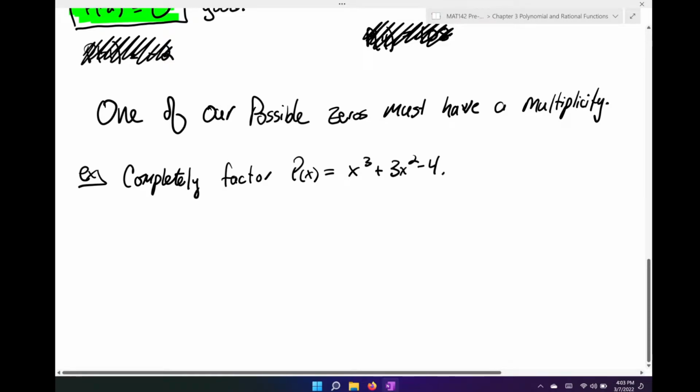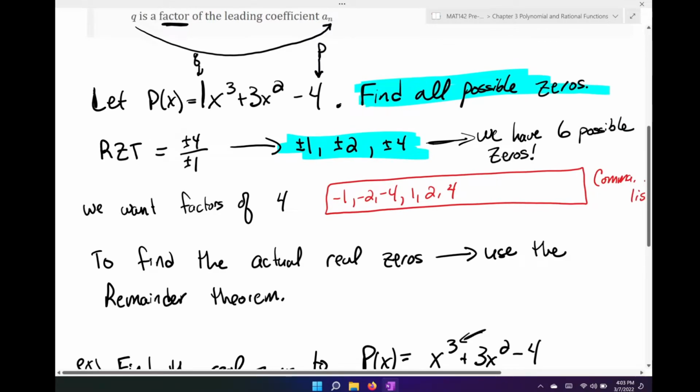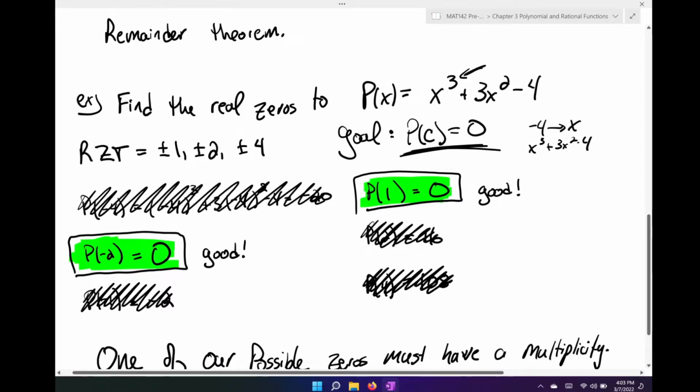So here's what we know, and I'm going to review it, and then we're going to do this problem. First example was to find all possible zeros. We did that. It's highlighted in blue: plus or minus 1, plus or minus 2, plus or minus 4. Now, the second example was find the real zeros. And how did we do that?